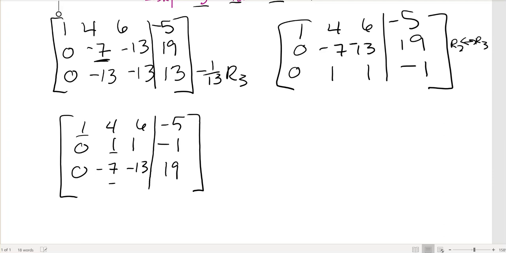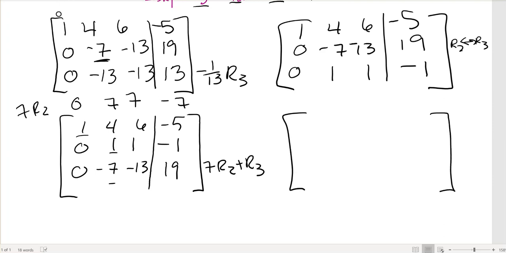I want to have a 0 underneath that 1. To make the negative 7 go away, I'm going to add 7. So I'm going to have 7 times R2 plus R3. Okay, so I'm just going to write up here 7 times R2. This is 0, 7, 7, negative 7. Okay. First row, 1, 4, 6, negative 5.